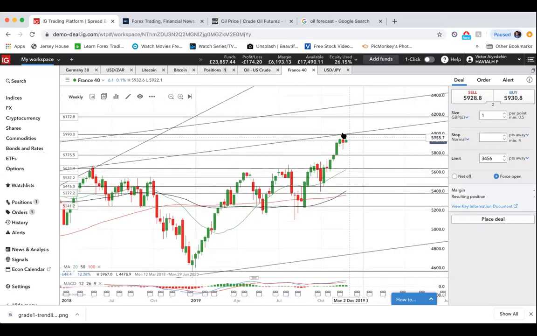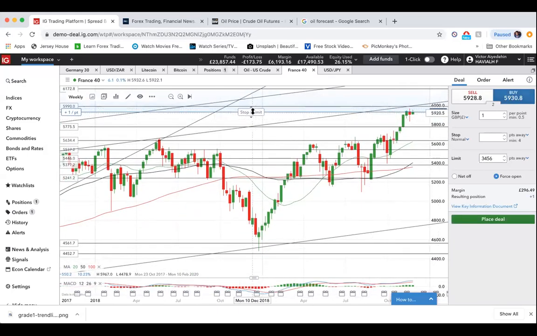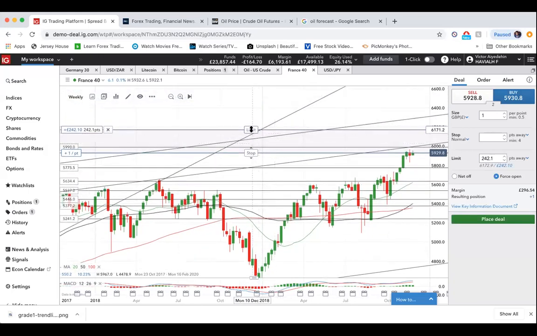However, like I said, it could make a run for the top of this channel, which is still a good distance to go. If I was to take one position here and anticipate price to hit the top at this level, I'd still be making close to £400, which may probably happen in 1 week or 2 weeks.